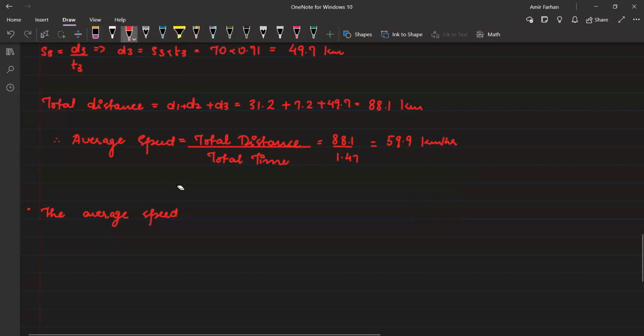The average speed of a moving body can never be zero. But the average velocity can be.